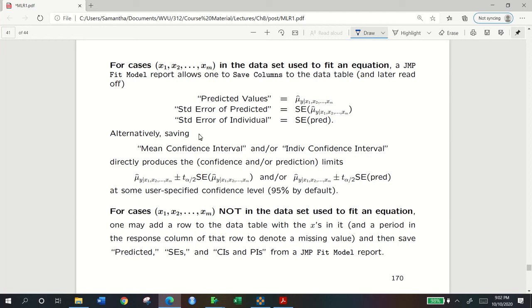Also, if you want to skip that step and just go straight to being given your confidence and prediction limits, you can do that. One of the Save Columns options is the mean confidence interval. That will give you what you are thinking of when we are constructing a confidence interval. And when it says individual confidence interval, that's what you think of when you hear a prediction interval. So this is the way that you're honestly probably going to have to go about calculating these confidence intervals for your homework, unless given very specific JMP output.